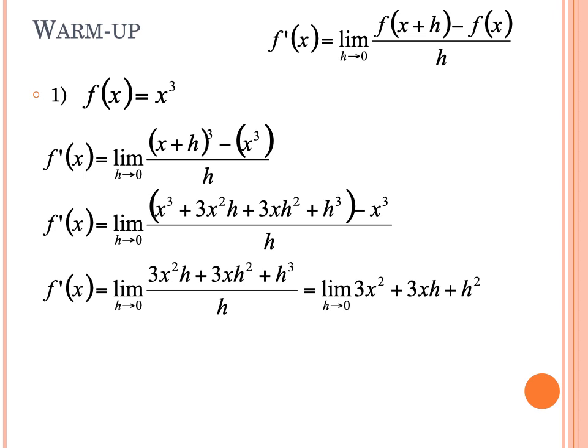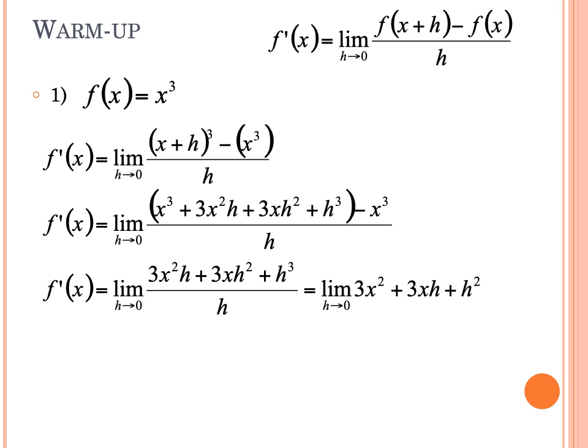So our function here is x to the third, and so if I plug in x plus h, and raise that whole quantity to the third power, I've got it all here expanded and combined with my like terms. And then I subtract x to the third. Once I clean everything up, when you plug into the formula, you get 3x squared plus 3xh plus h squared.